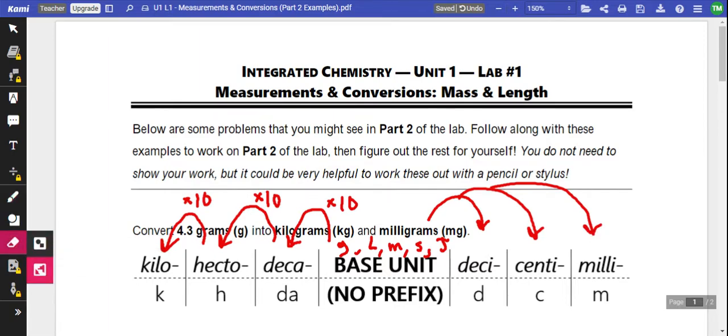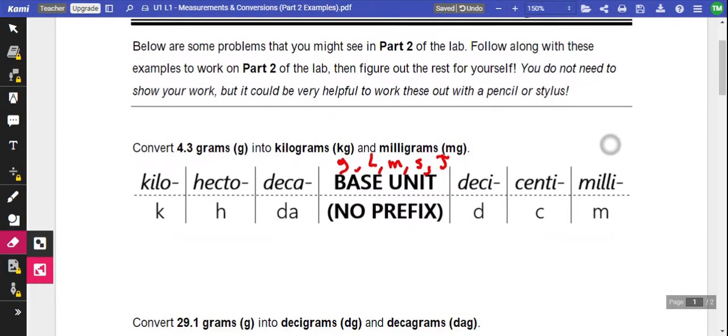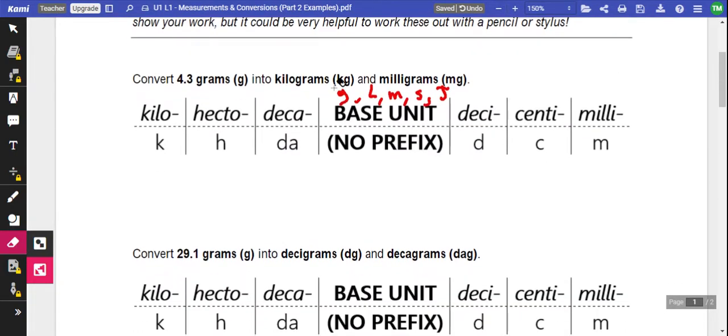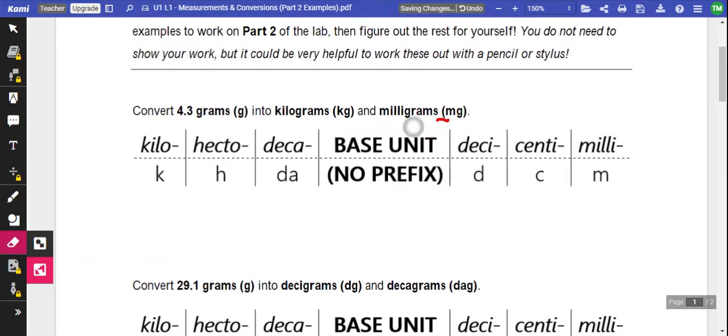This means that instead of having to actually multiply and divide, since we're just going by a factor of 10, we can just move the decimal place. And the way that we move on this chart is the same way our decimal place moves. So let's show this with this example, converting 4.3 grams into kilograms and milligrams. I'm going to scroll this down a little bit and move these out of the way for now.